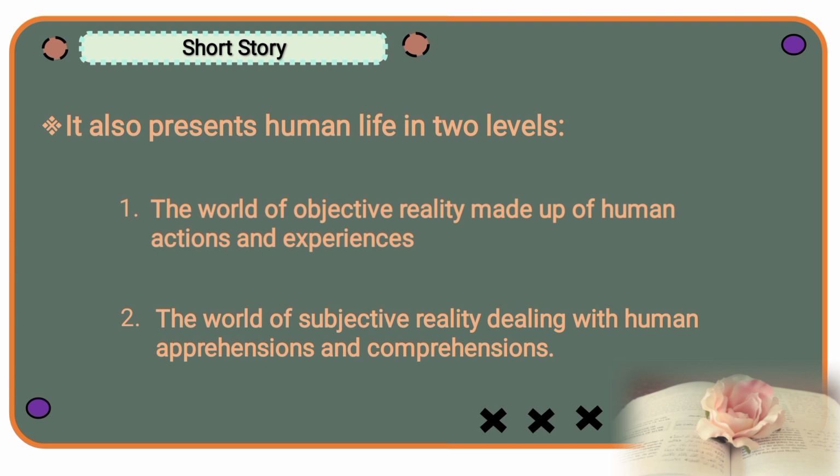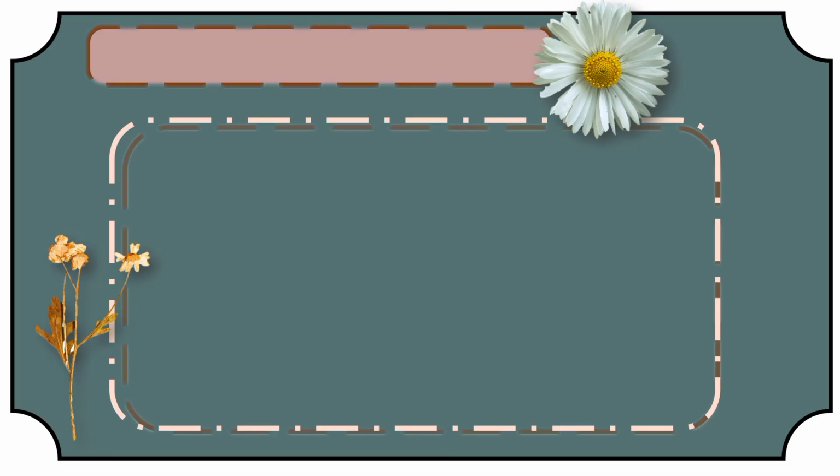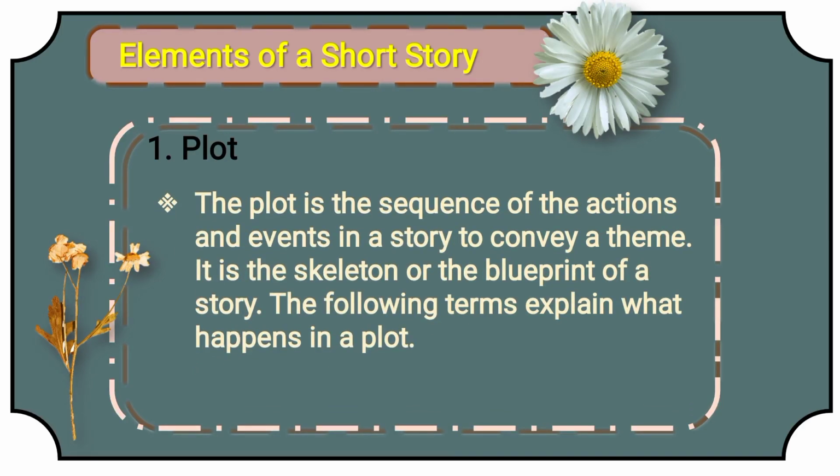Our appreciation of a short story can be increased by a thorough understanding of what a story is and about the tools or elements that an author makes use of in telling his story. So let's discuss the different elements of a short story. First, we have the plot. The plot is the sequence of the actions and events in a story to convey a theme. It is the skeleton or the blueprint of a story.